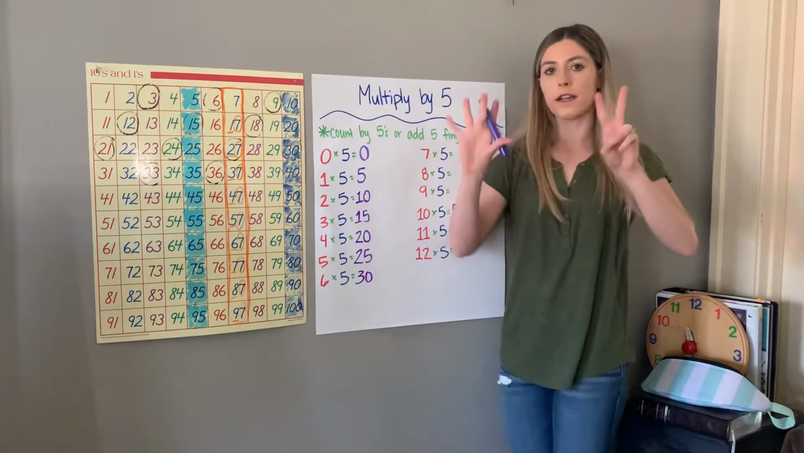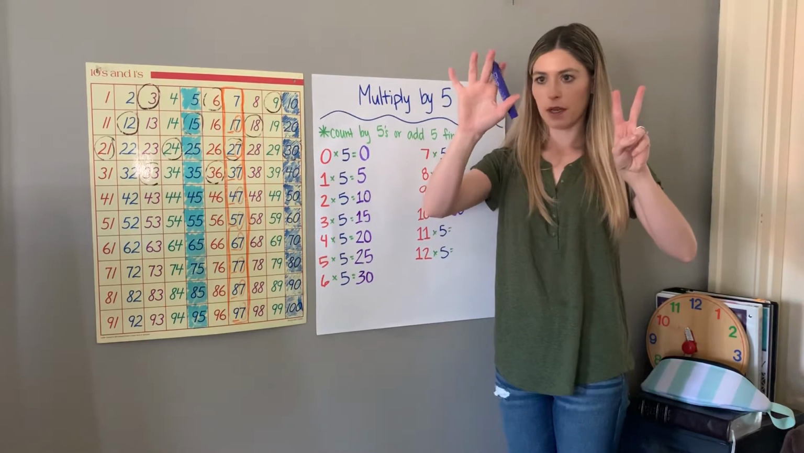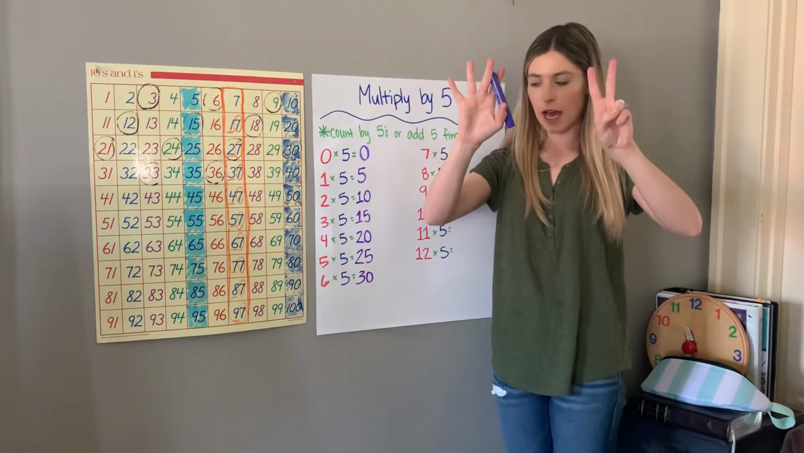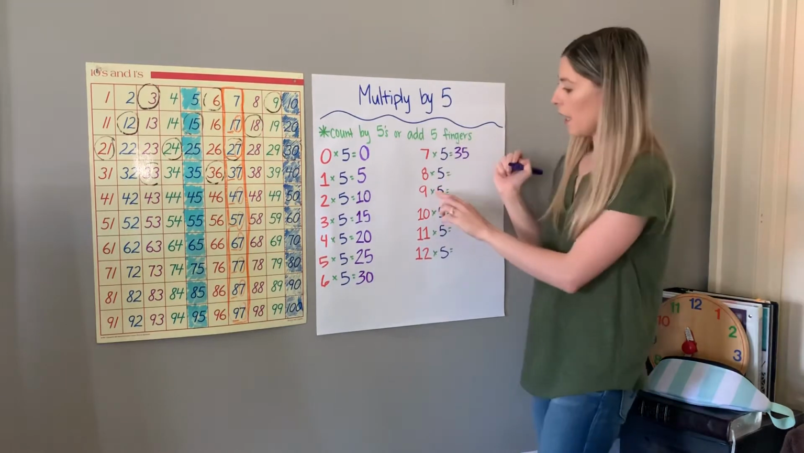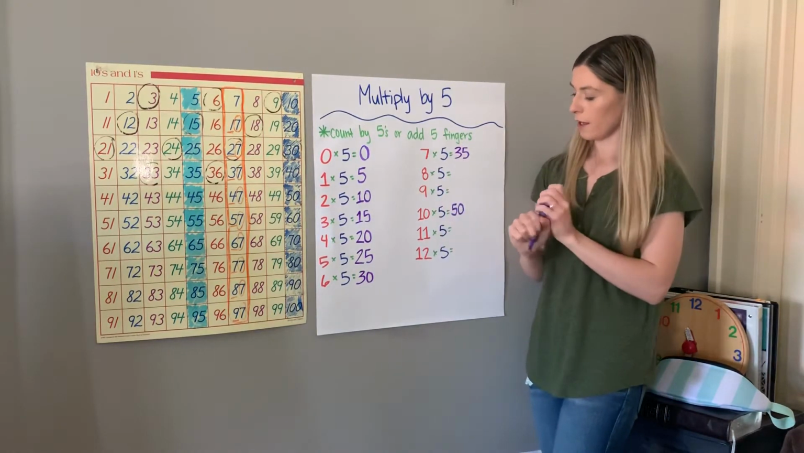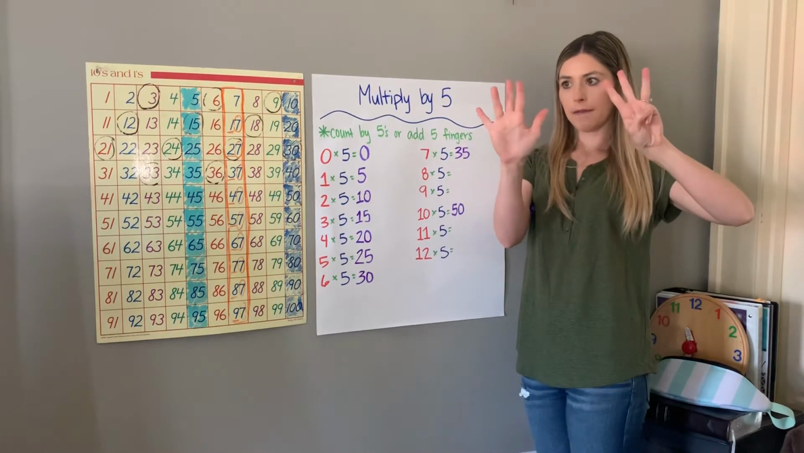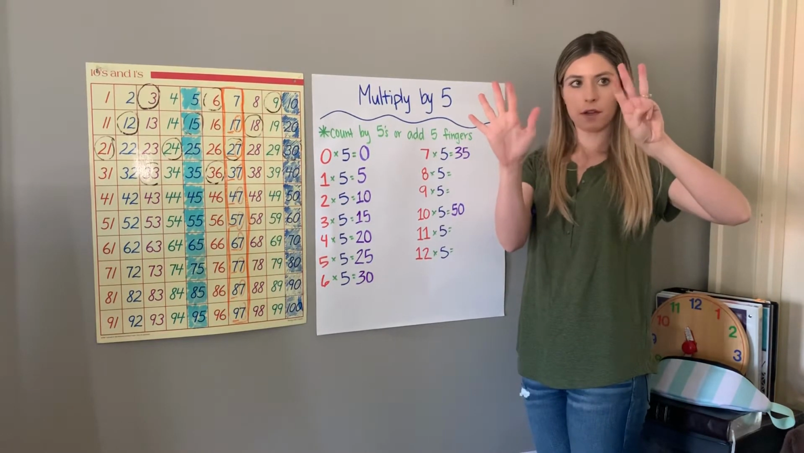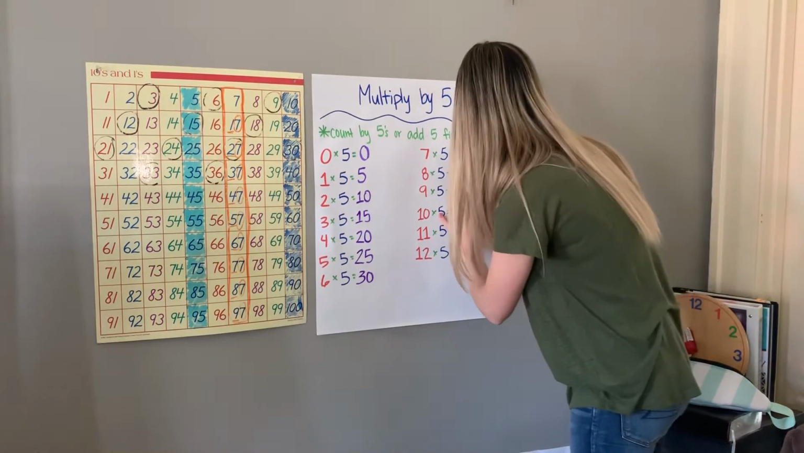Up to 7 fingers. I have 5, 10, 15, 20, 25, 30, 35. So 7 times 5 is 35. 8 times 5, I need 8 fingers. 8 fingers. 5, 10, 15, 20, 25, 30, 35, 40. 8 times 5 is 40.